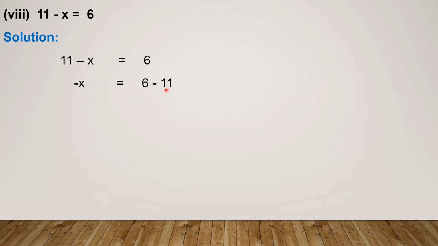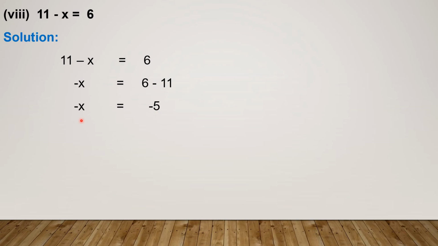Now 6 minus 11, solve this, what will we get? Minus 5. Yes, how will we solve this? Simply subtract 11 and 6. We will get 5, and with 5 put the sign of the bigger number, that is 11. The sign of 11 is minus, that's why we have a negative sign with our answer.